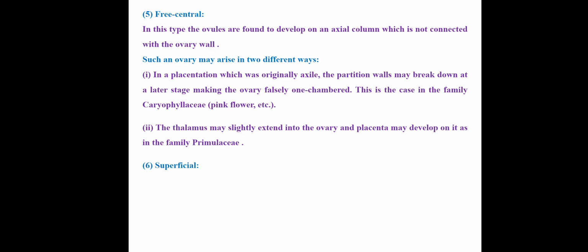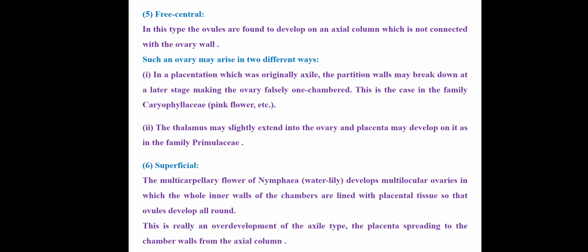The sixth one is the superficial. Here the multicarpellary flower of Nymphaea, which is also called a water lily or a lotus, develops multilocular ovaries in which the whole inner walls of the chamber are lined with placental tissue, so that ovules develop all around. This is really an overdevelopment of the axial type. The placenta spreading to the chamber walls forms the axial column. This is a very peculiar and advanced type of placentation. So these all are the six types of placentation.